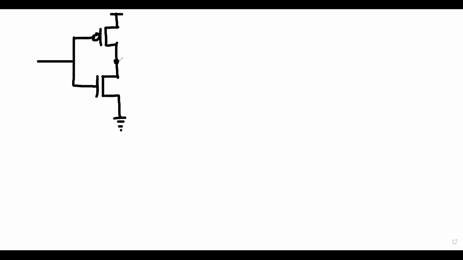And from here, your output is there. This is your input. This is your output. So if it is A, this will be your Y. Got my point, everyone? This is a NOT gate.